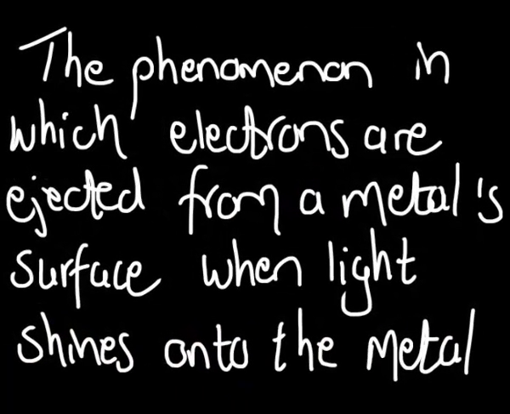Now, the photoelectric effect is the phenomenon in which electrons are ejected from a metal surface when light shines onto the metal. The word phenomenon just means that it's an occurrence. It's something that will happen when, in this case, light shines onto a metal surface and electrons are thus ejected. Ejected really means that it will be leaving the metal.